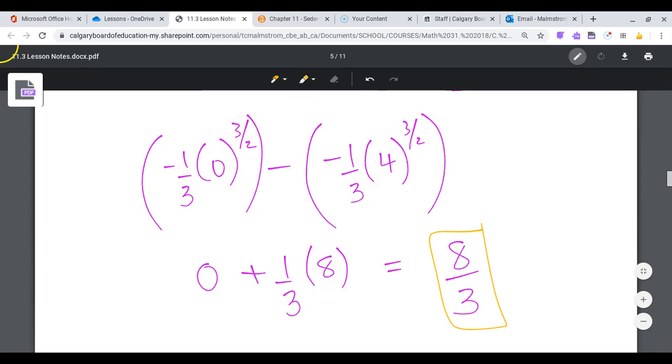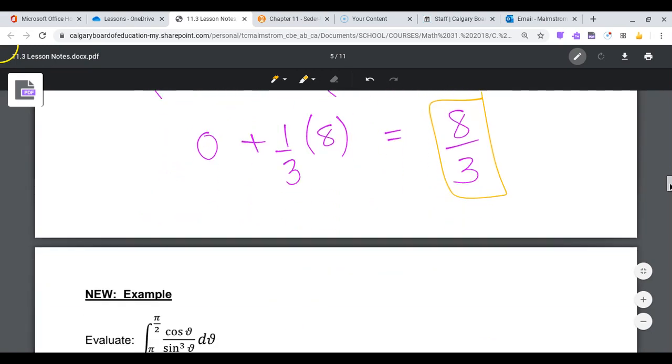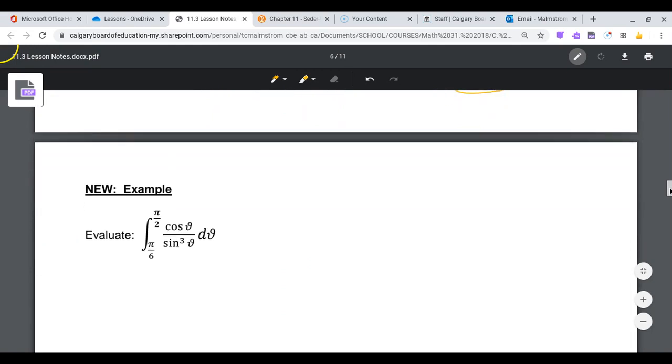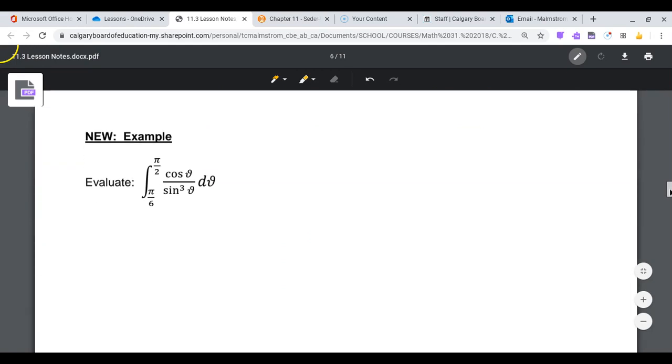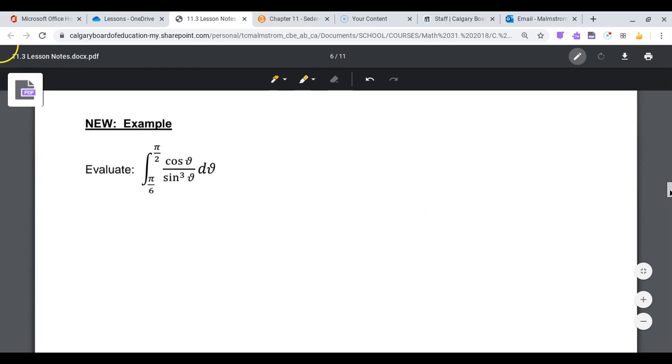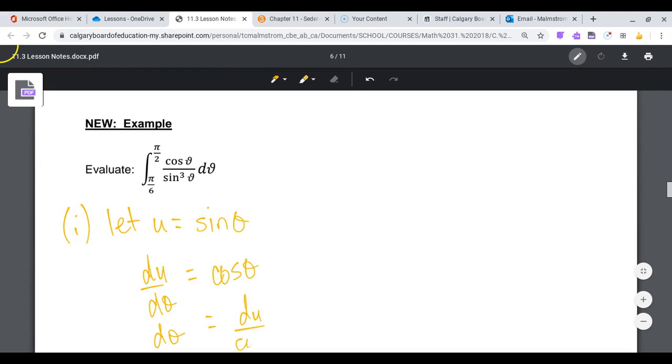Okay, I've put in one more example that's new, a trig example. Notice how this has the variable theta, so this is in terms of theta. That's just notation stuff. All right, so what am I going to let u equal to? Always look for the derivative. So if I let u equal to sine, I know the derivative is cos, so that's helpful. Du d theta would be cos. And when I rearrange that, d theta will be du on cos theta.